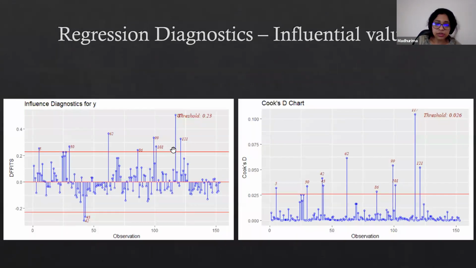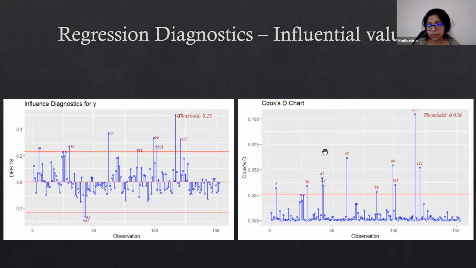So I worked with the same data set, and this is the plot of how the DF fits and the Cook's distance look for my data. I have a threshold value, and anything that lies within the threshold value is good, but anything beyond that, so all these data points like the 30th, 60th, 117, this is hidden behind that, 121, all of these data points are potential influential values which can have an impact on my linear model.